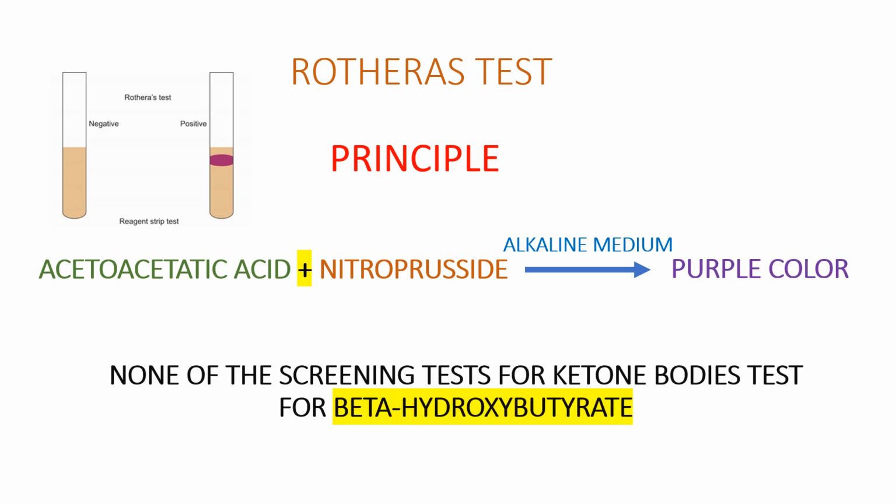As I told you earlier, none of the screening tests test for beta hydroxybutyrate, so do not worry about that. When your body produces ketone bodies, it doesn't only produce beta hydroxybutyrate, but all three. So once you confirm the presence of one, that means the other two are also present.